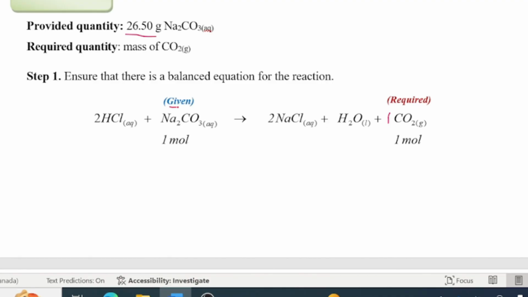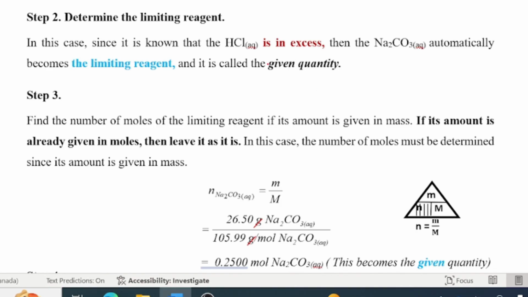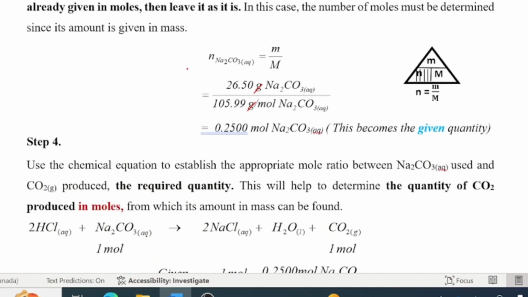You call that the given one. Now it's given to you, and now you require carbon dioxide here. Determine the limiting reagent. You're told that HCl is in excess. Therefore, this guy automatically becomes the limiting reagent. So next thing you do is to find the number of moles of the limiting reagent.